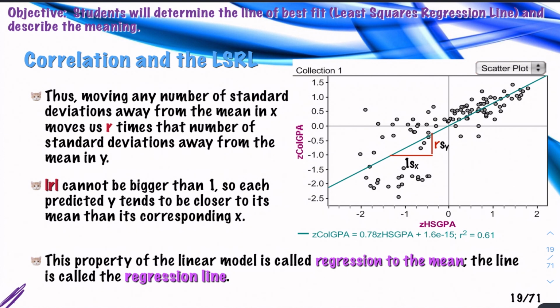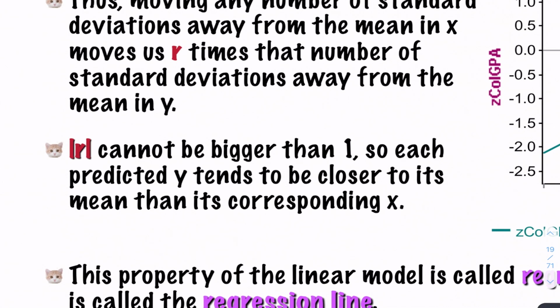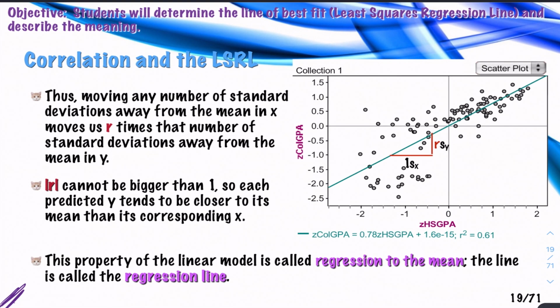Remember, r is between -1 and 1, or the absolute value of r, the Pearson's correlation coefficient, cannot be bigger than 1. So each predicted y tends to be closer to its mean than its corresponding x. And this property of a linear model is called regression to the mean. The line is called the regression line. So that means if you've got a really high value the first time, chances are you'll have a lower value. As the more data you acquire, the values are going to get closer and closer towards the mean value.